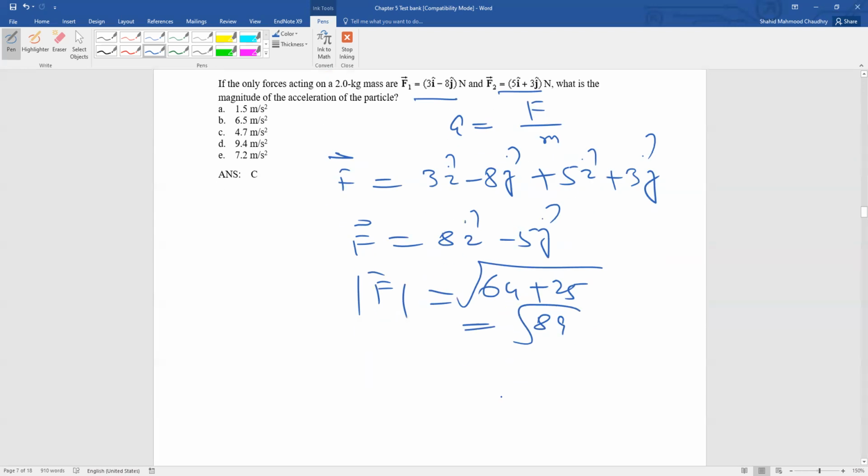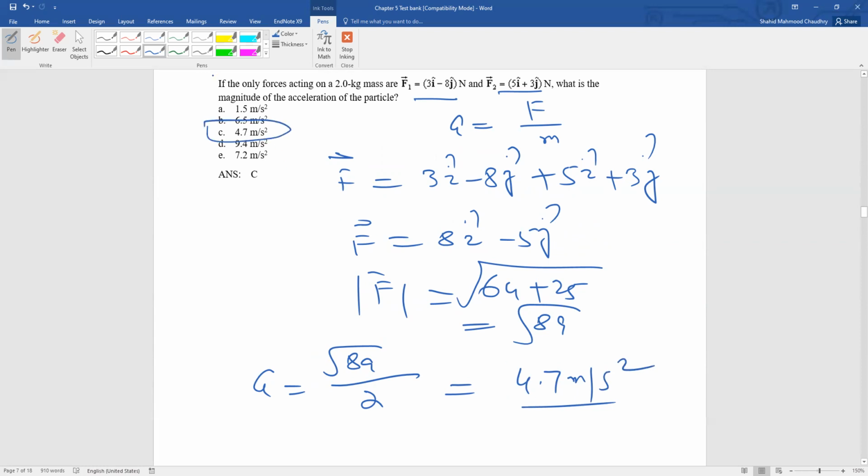So find the acceleration. Acceleration is root 89, the force, divided by the mass 2. When you divide it by 2, the answer will be 4.7 meter per second square. So this is the answer.